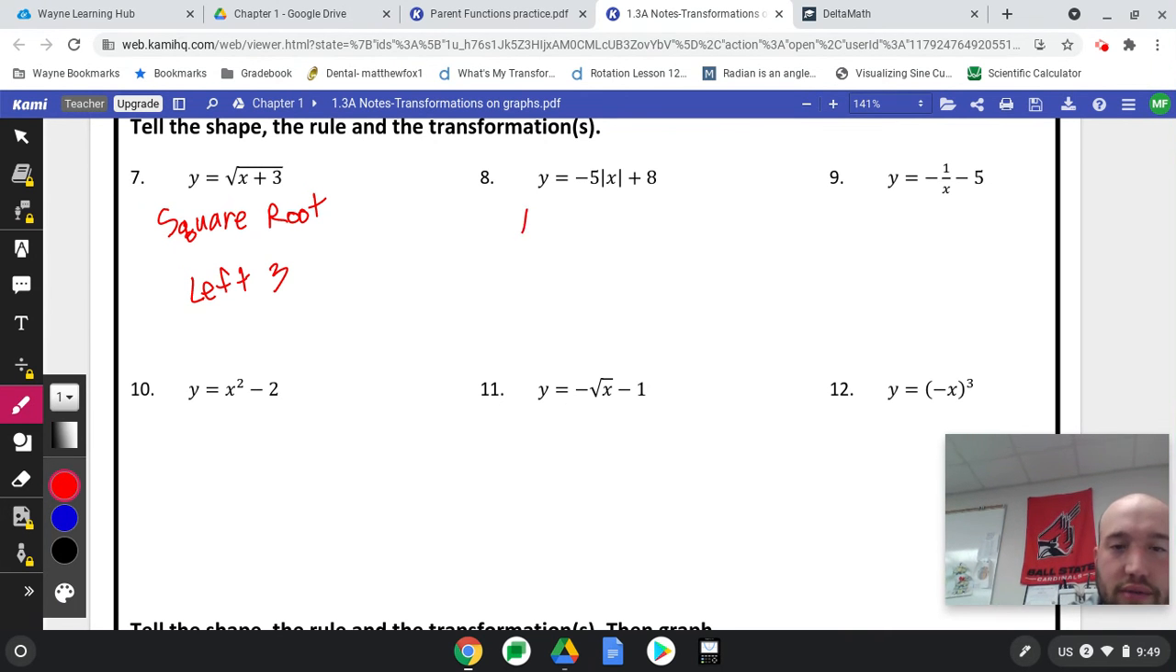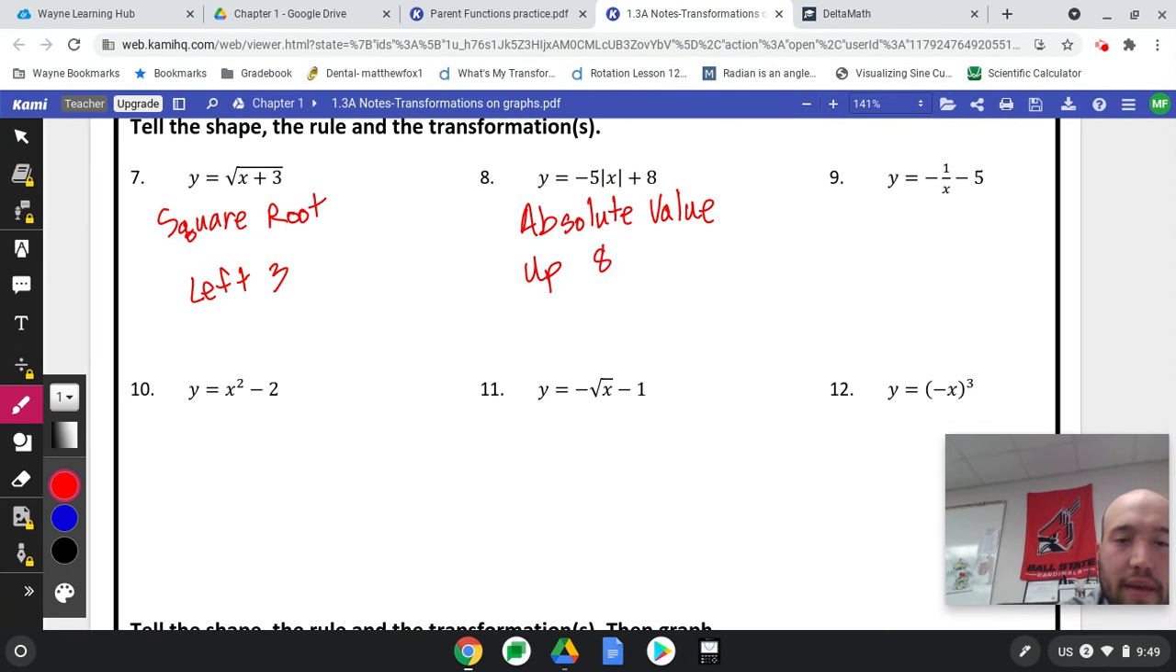Okay, next, absolute value. It's going to move up 8. And it's going to flip on the x-axis, or I guess I should say over the x-axis. And then it's also going to be stretched because of that 5.